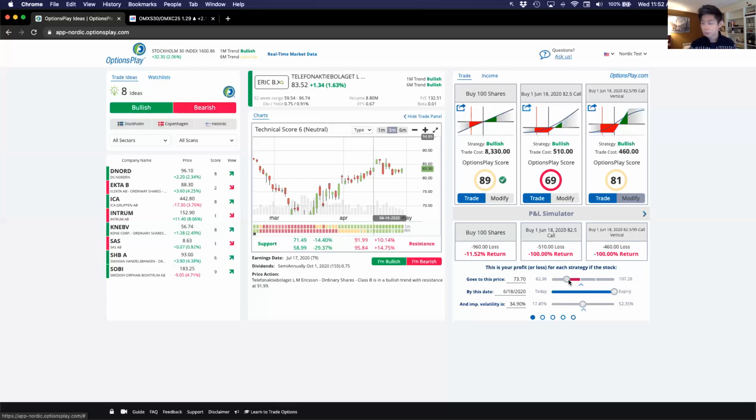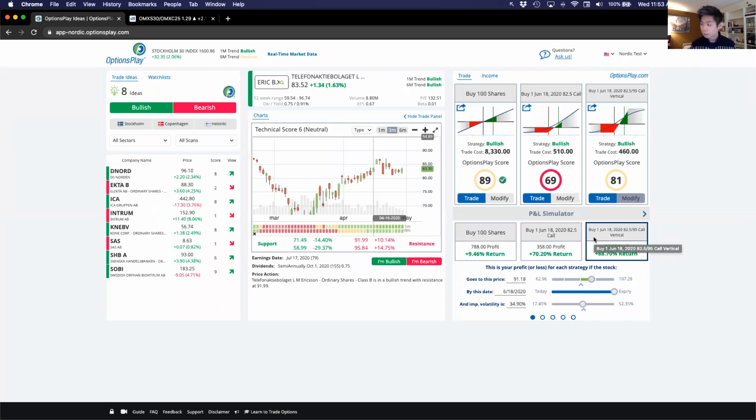Because if I'm wrong, if I bought the stock, I would be risking 960 crowns for every 100 shares. If I bought the call option, I'm risking 510. If I bought the call spread, I'm only risking 460 crowns. So I'm risking the least amount of money here, even if I'm wrong. And that's the key here, to actually limit your risk. Because by limiting your risk, when you're right, you're going to get a higher return. And that's what we're really seeking when we're utilizing options for trading.